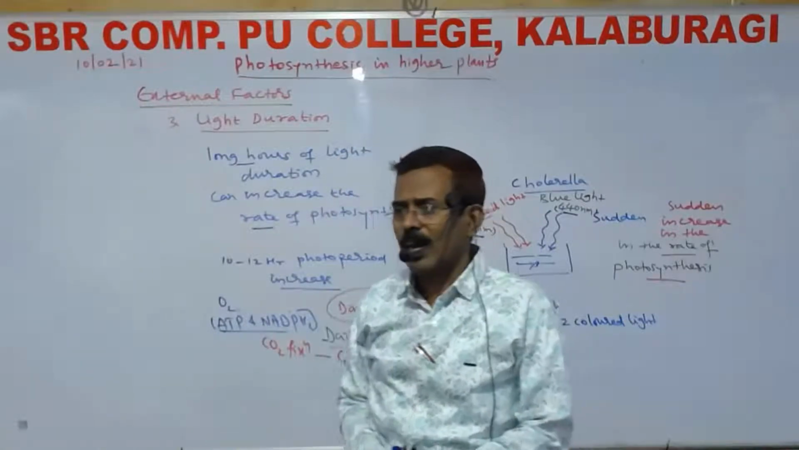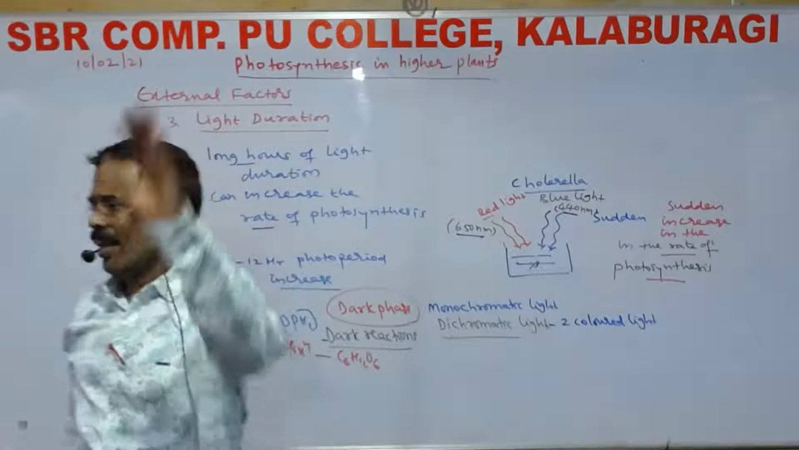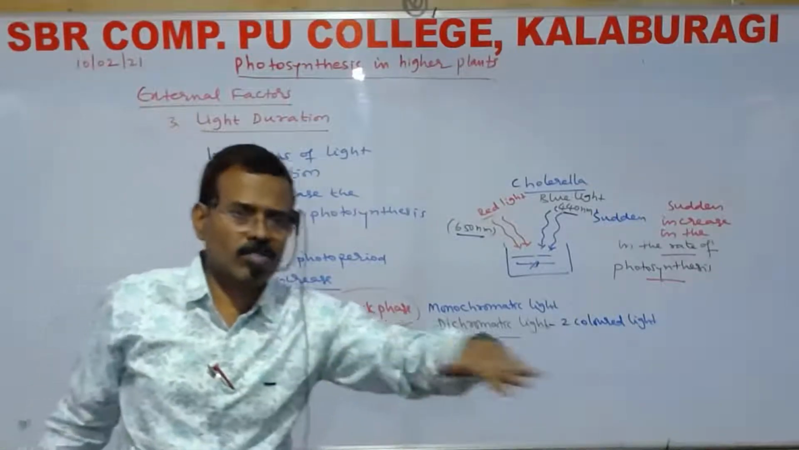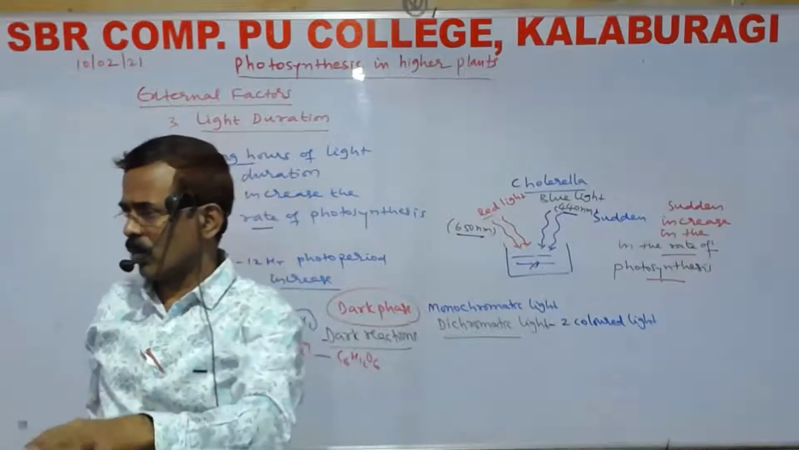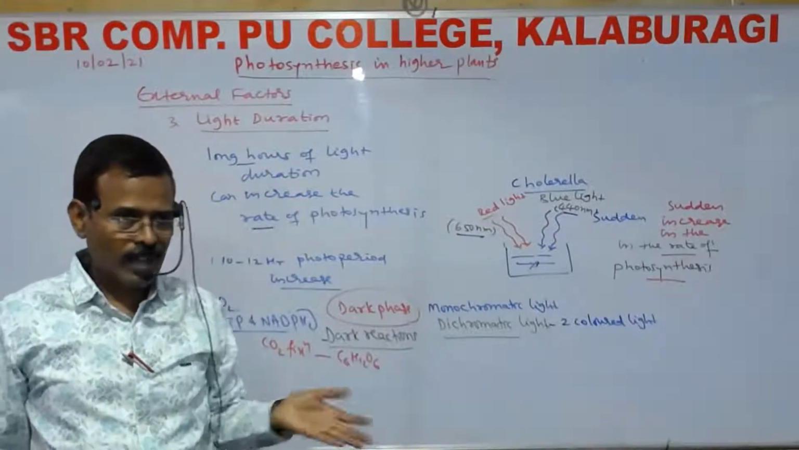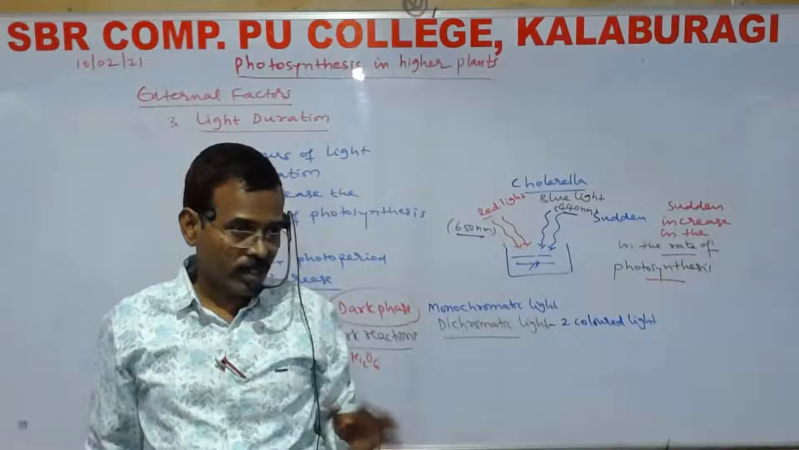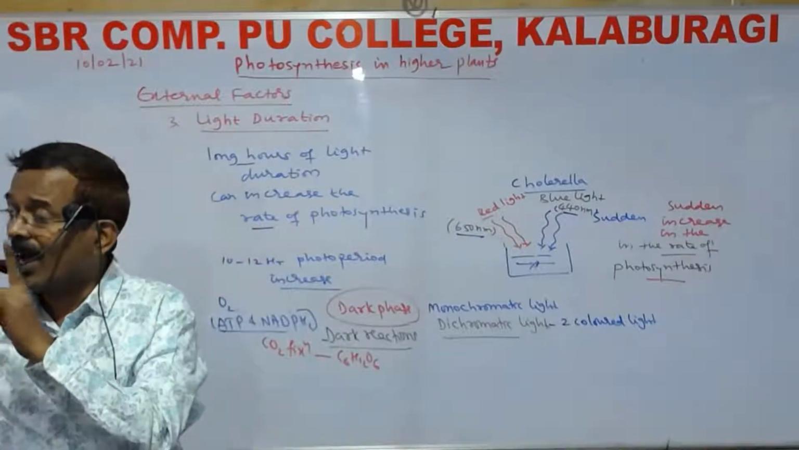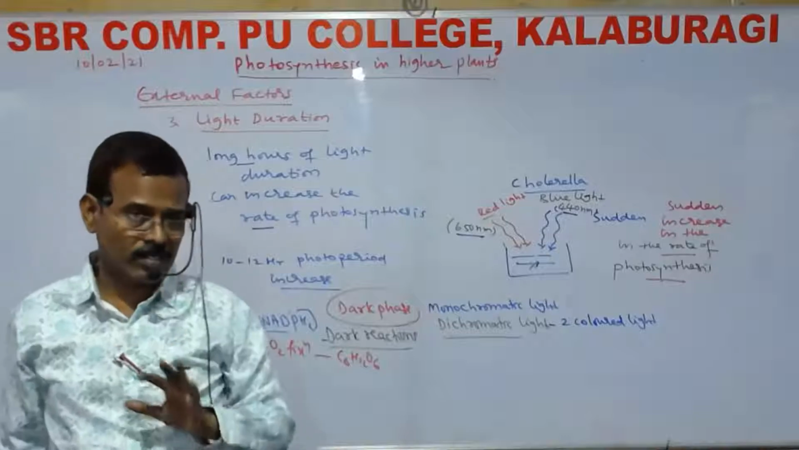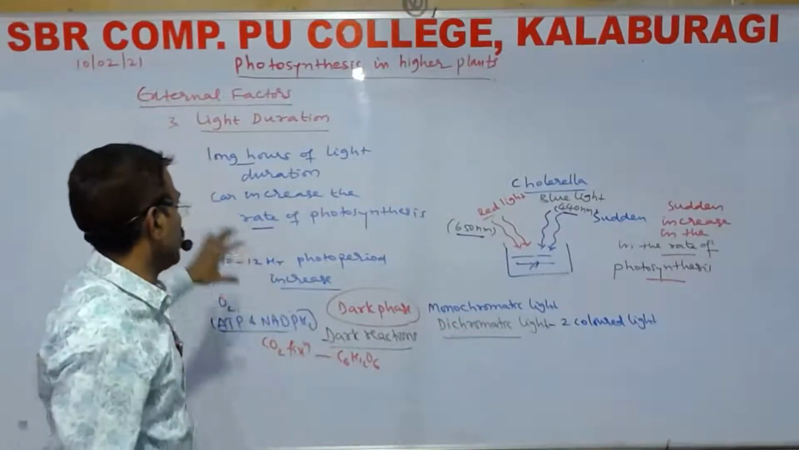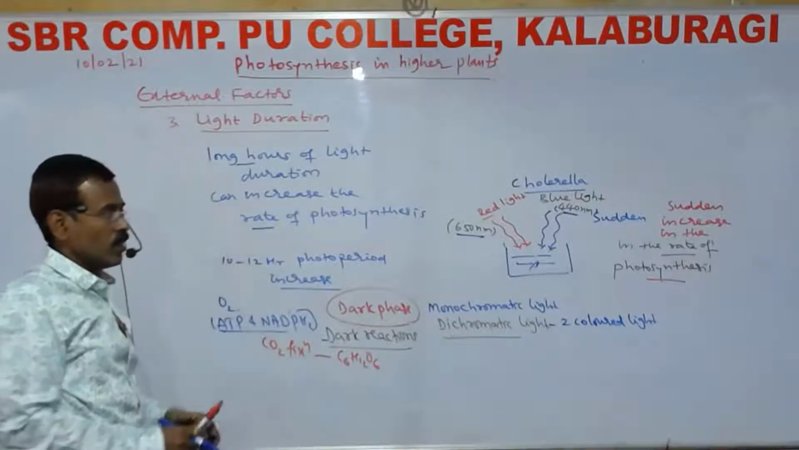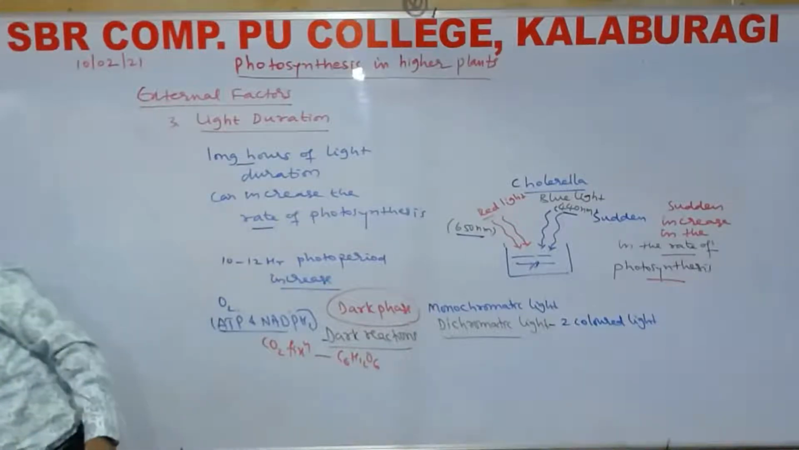That's why light duration should usually be intermittent. Light of say 5 to 6 hours, followed by at least half an hour to 1 hour of dark phase, so that dark reaction can proceed. Dark reaction can occur during daytime or night time, since it is light independent. Right? So this is about the light duration. These are the three properties of light.